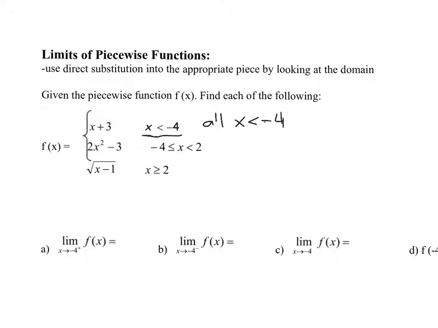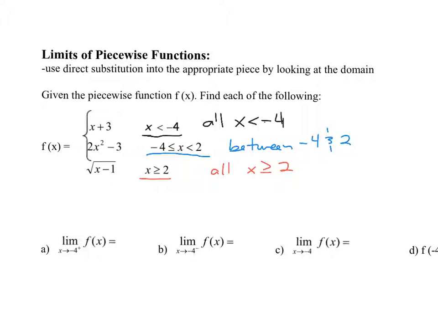This middle part is talking about values between negative 4 and positive 2. But it includes negative 4, but does not include 2. So negative 4 would be included, you use this piece, but 2 you would not. Because 2 is on the last piece, square root of x minus 1, when x is greater than or equal to 2. So that's all values that are going to be greater than or equal to 2. So different values take different pieces.